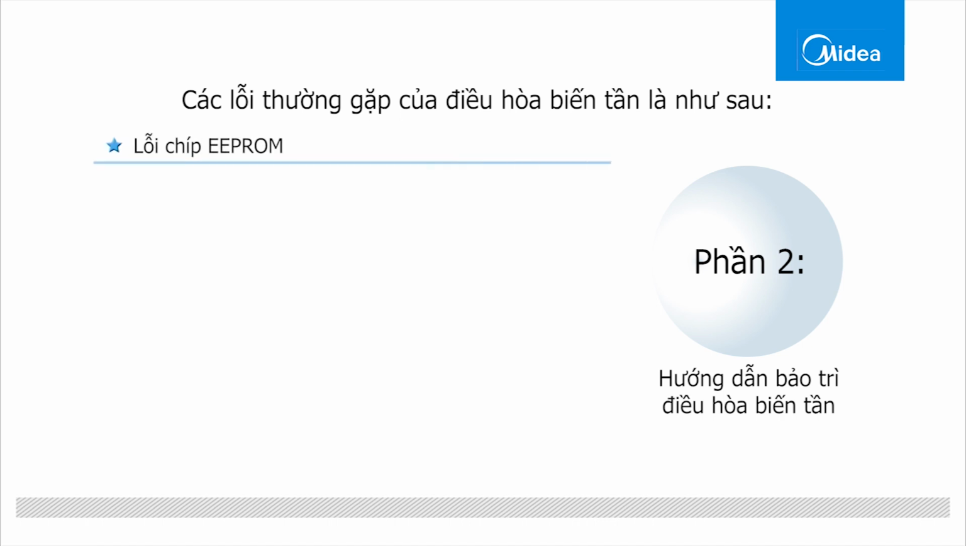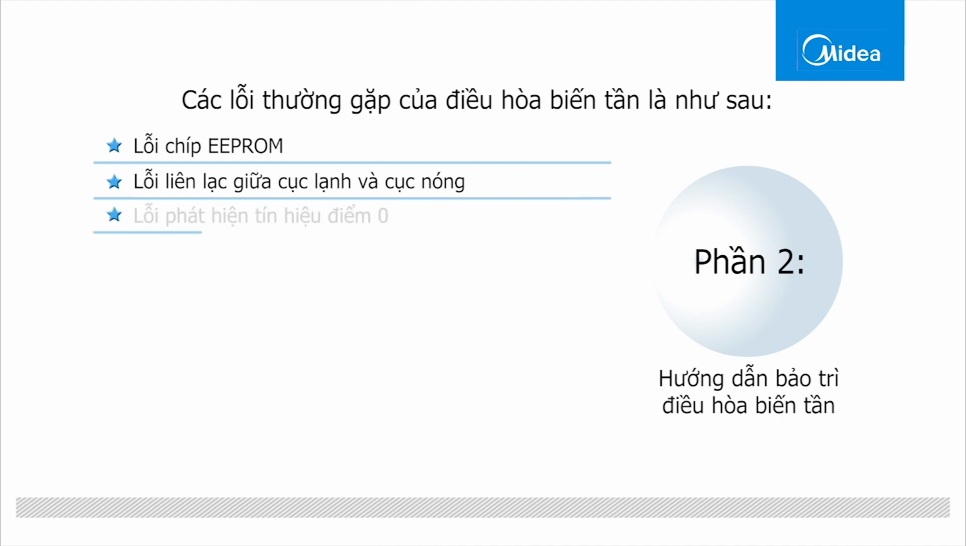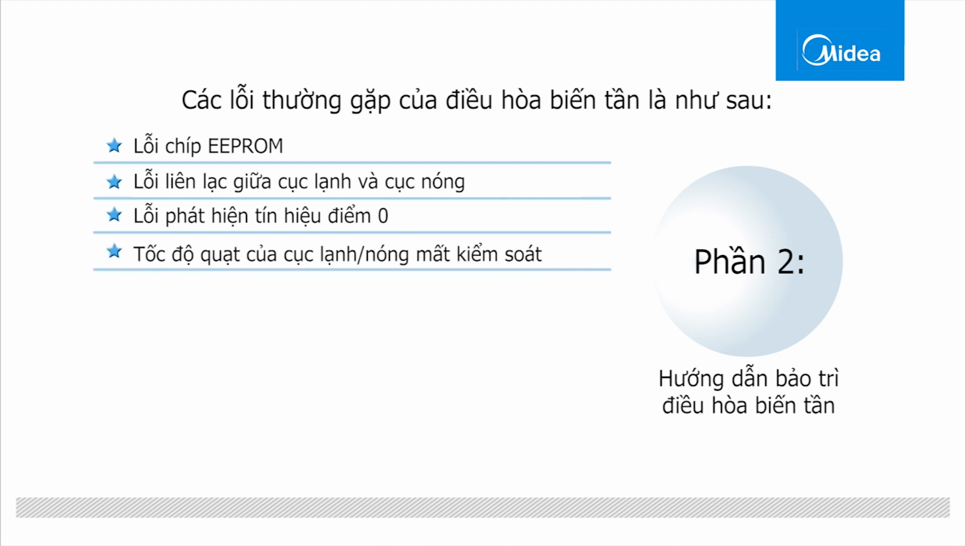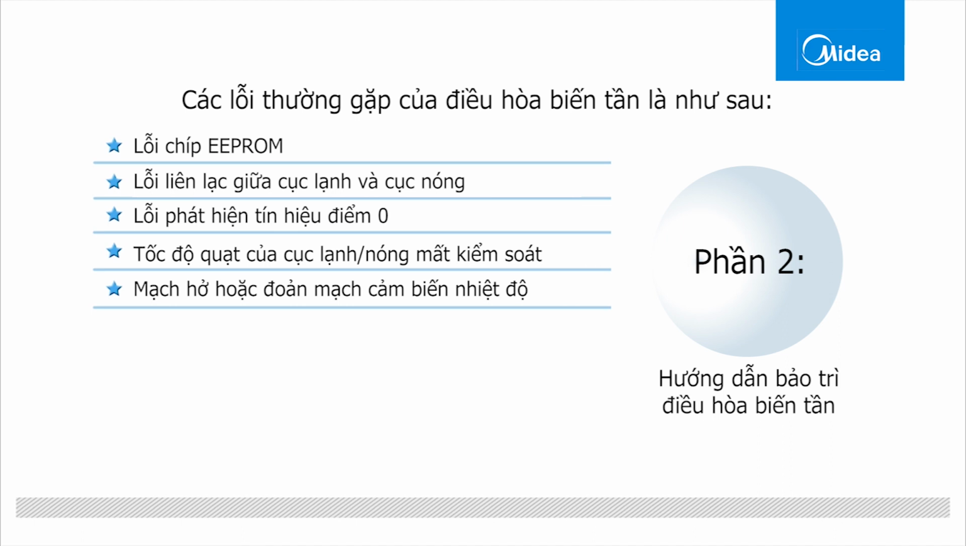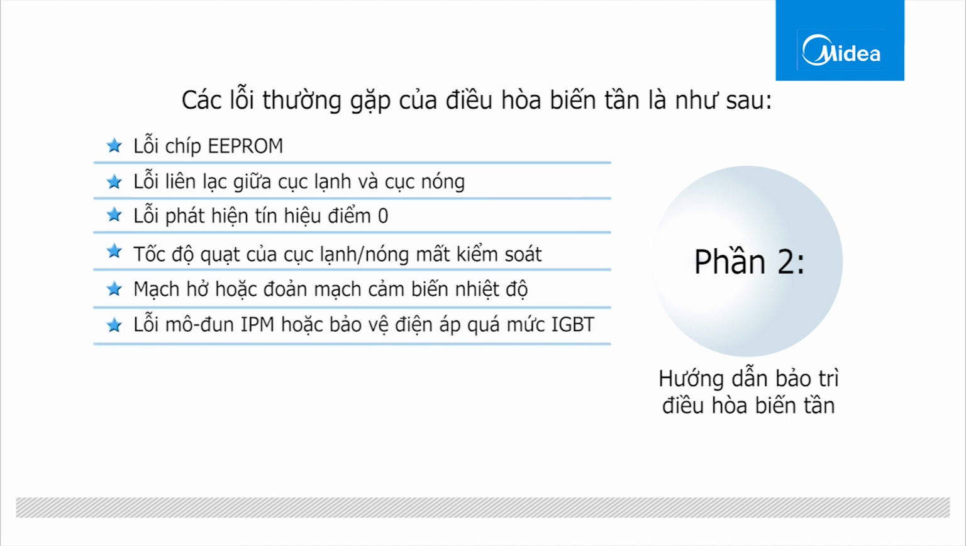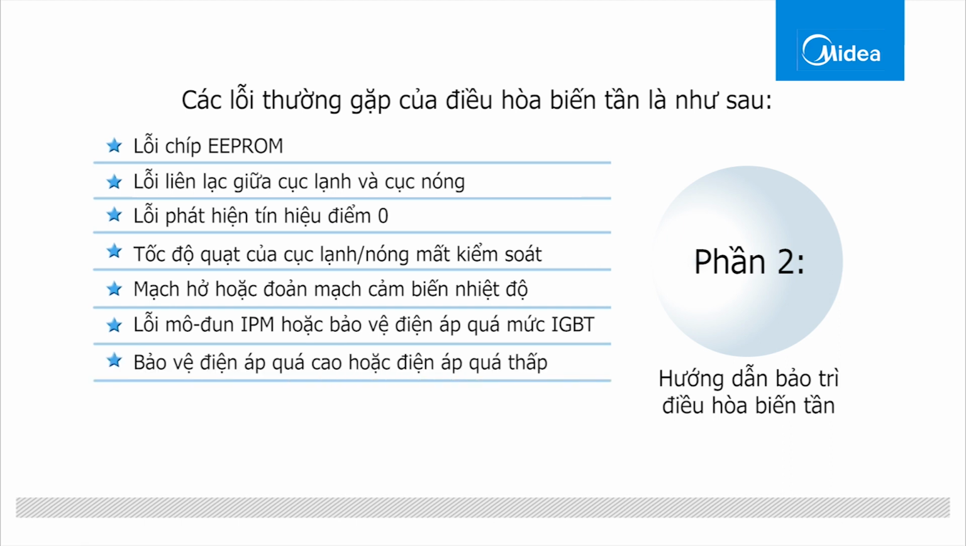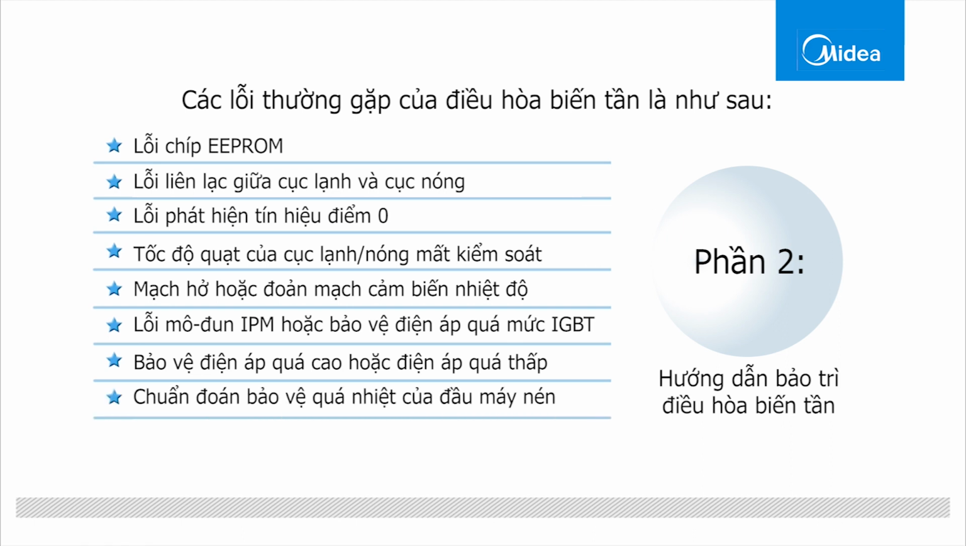EEPROM chip error, indoor-outdoor units communication error, zero crossing signal detection error, indoor-outdoor fan speed has been out of control, temperature sensor open circuit or short circuit, IPM malfunction or IGBT over strong current, over voltage or over low voltage protection, high temperature protection of compressor top, inverter compressor drive error.